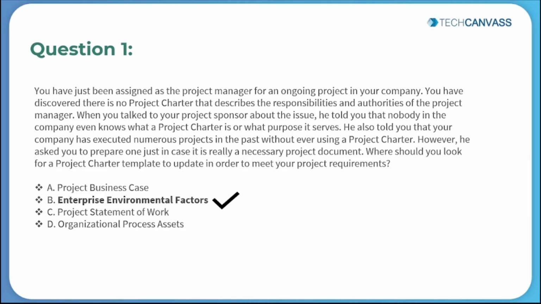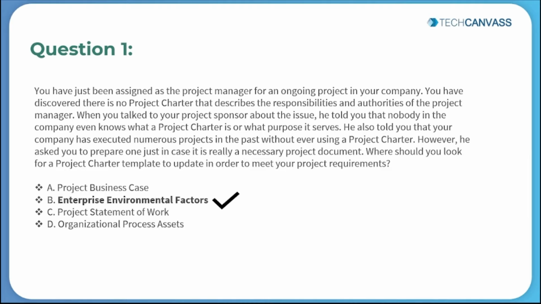So this is going to be a tricky question, guys, and the answer for this, as I said, is EEF. Usually templates for project documents are found in the organizational process assets, so most of you guys have selected D. However, in this scenario, your company has never developed a project charter, so you cannot find that template in OPA. You can find a template for a project charter on a website or in any commercial database, which are included in EEF, or Enterprise Environmental Factors.